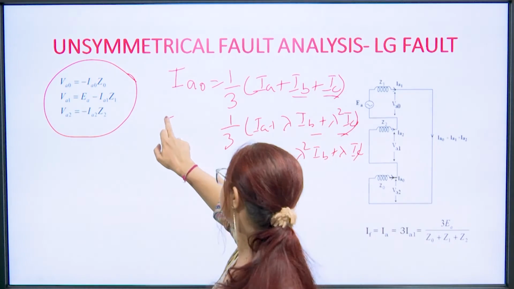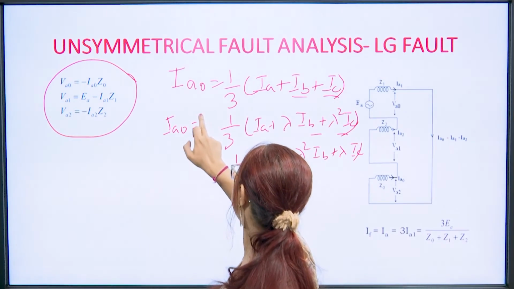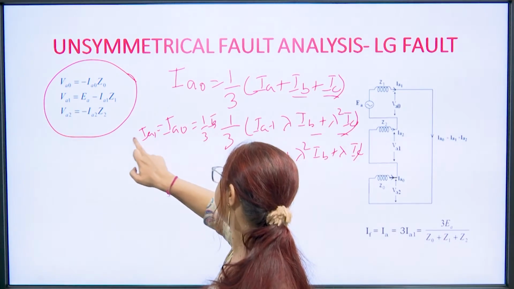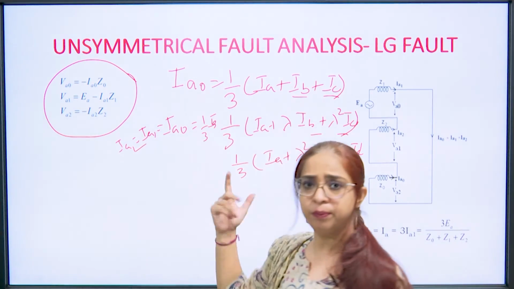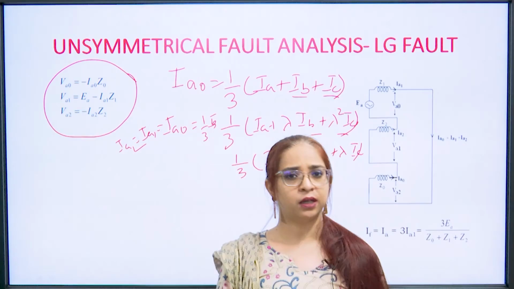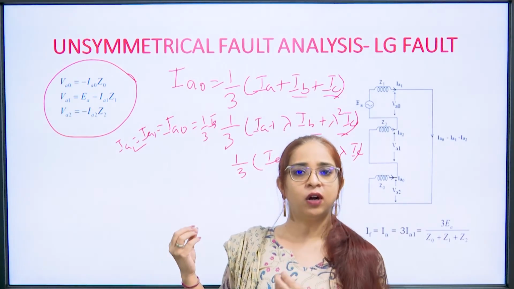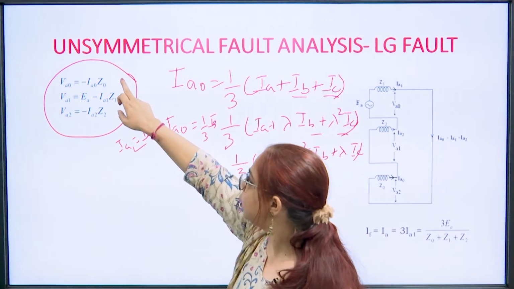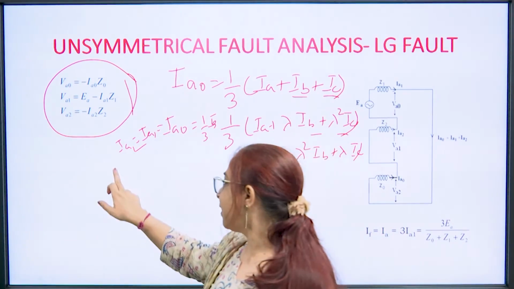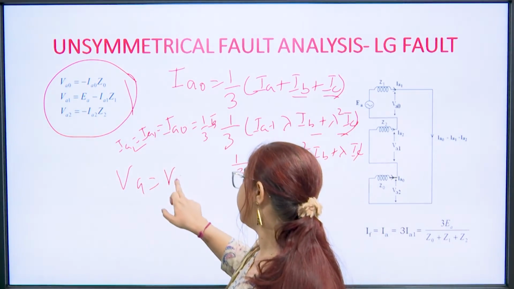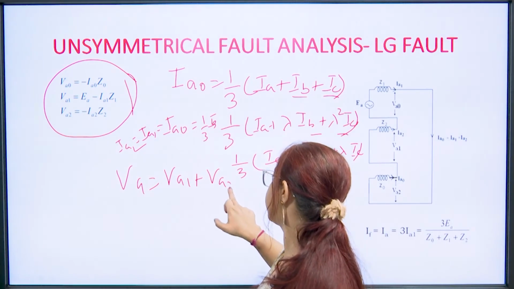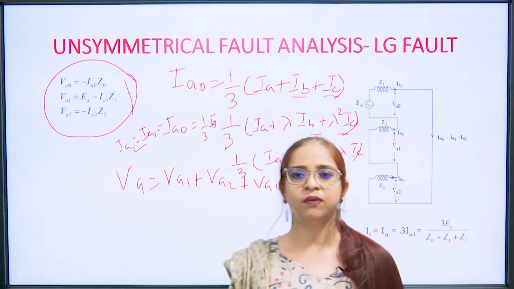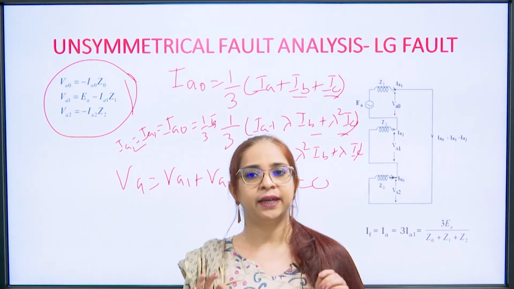What we will get here? IA0 is equal to 1/3 IA. Similarly IA1 is also the same value and IA2 will also have the same value. क्योंकि बची हुई वैल्यूज तो 0 हो गई हैं. So what can happen now? We got the values of IA1, IA2 and IA0. What we will do? We will substitute this value in all these 3 equations and we will write VA is equal to VA1 plus VA2 plus VA0, which we know is equal to 0. From here when we solve, we will get the value of IA.